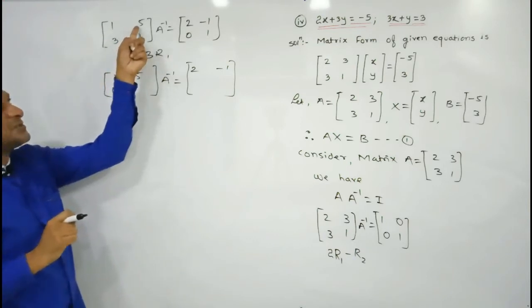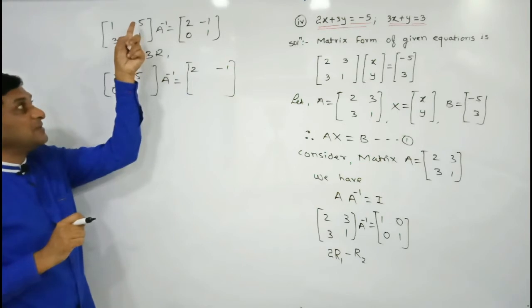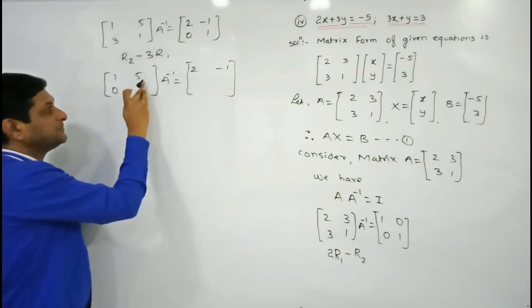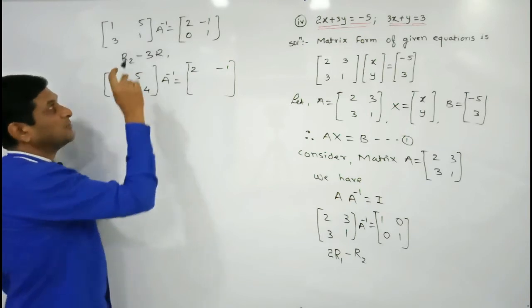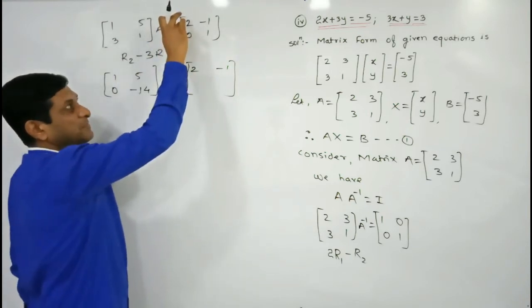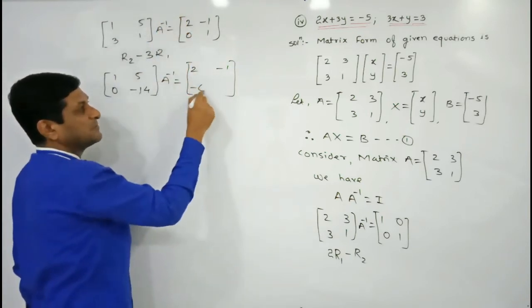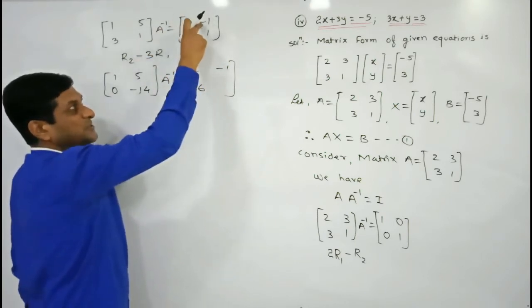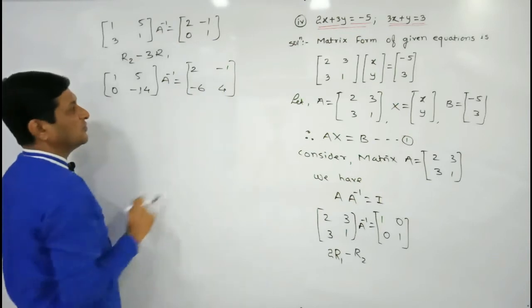Multiply by minus 3. Here we will get minus 15. Minus 15 plus 1 is minus 14. On this side also, multiply by minus 3, we will get minus 6. Minus 6 plus 0 is minus 6. Multiply by minus 3. Minus 3 into minus 1 is plus 3. 3 plus 1 will be equal to 4.